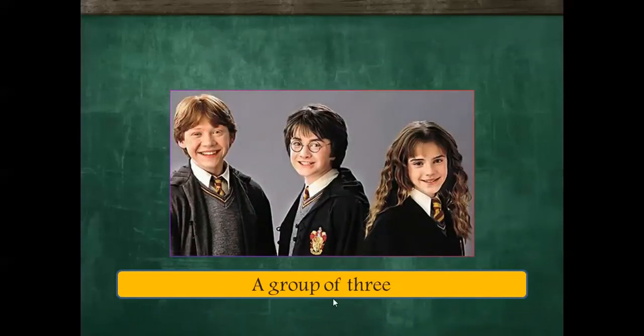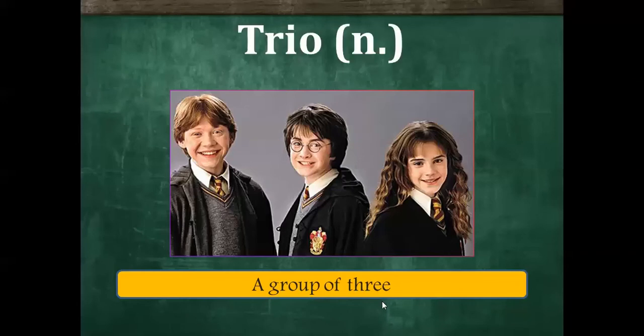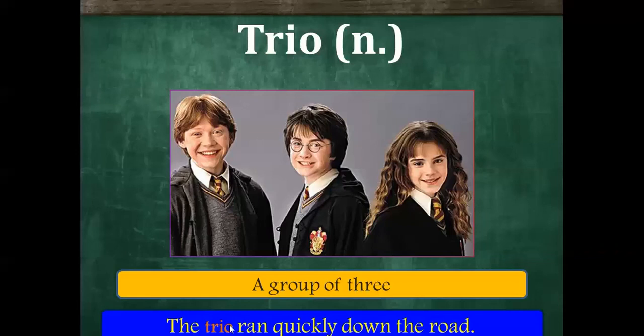Then, a group of three, like three friends, for example, or a team of three to play something. We call it trio. The word is a noun. The trio ran quickly down the road. Three of them ran quickly down the road.